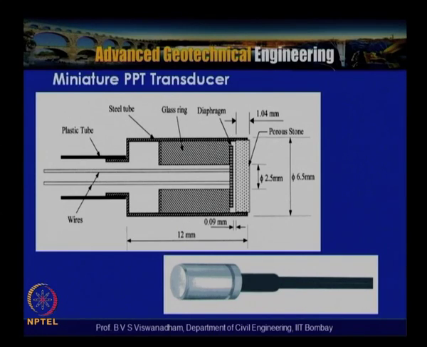The filter stone, that is the porous ceramic stone, has to remain saturated always. In order to measure the positive pore water pressure, water has to enter into the chamber between this diaphragm and the porous stone. So through the porous stone the water enters, and it measures the head of water or the height of pressure above its mid height.